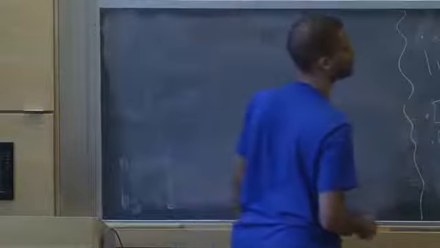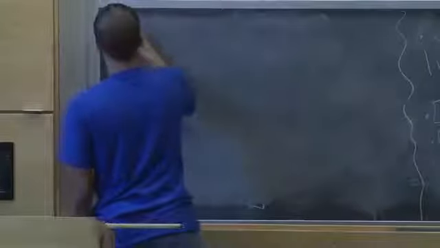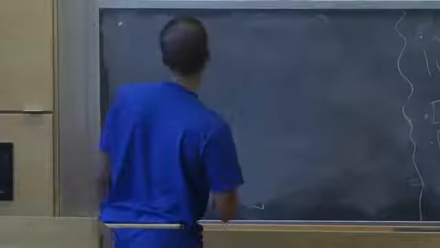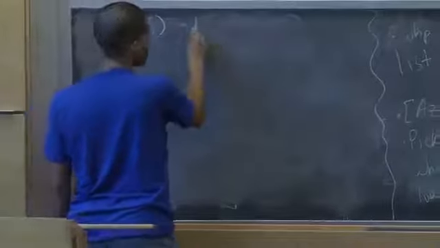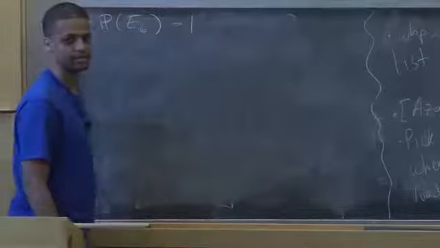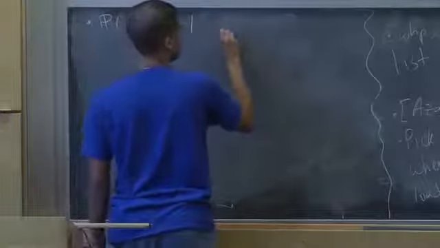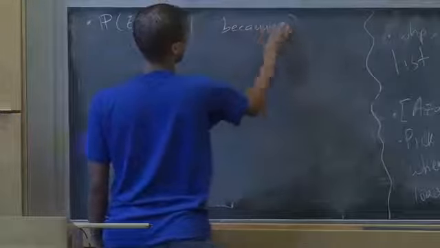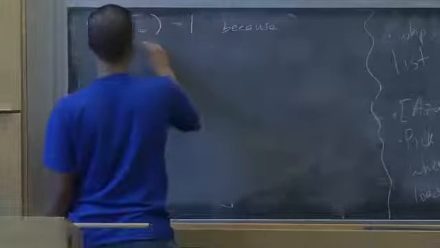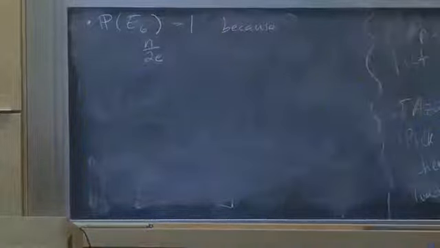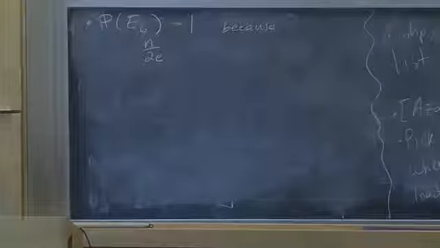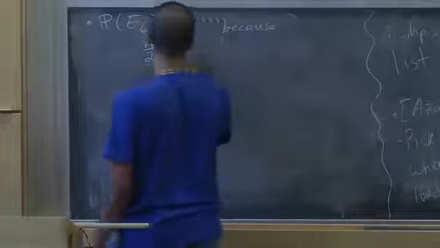Okay, so the first point is that the probability of E_6 is equal to 1, because n over 2e. How many bins could there possibly be with load at least 6? At most n over 6 of them. And n over 2e is bigger than n over 6. So.